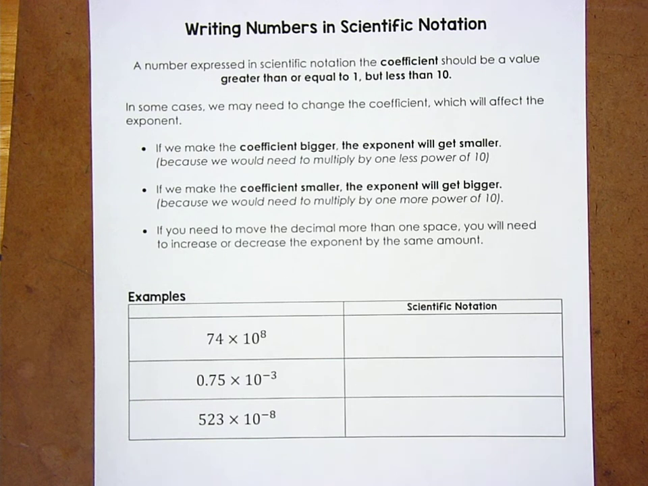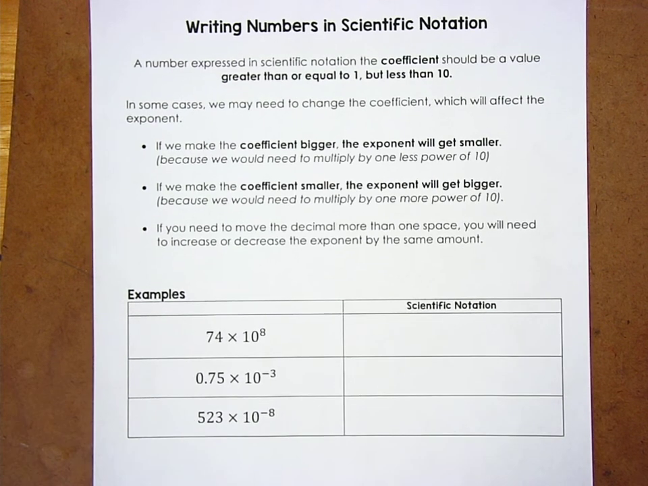If there is a situation like with 523 times 10 to the negative 8th where we would need to move the decimal place more than 1 space to make the coefficient greater than or equal to 1 but less than 10, then we would need to increase or decrease the exponent by the same amount. So let's put it into work and take a look at some examples.